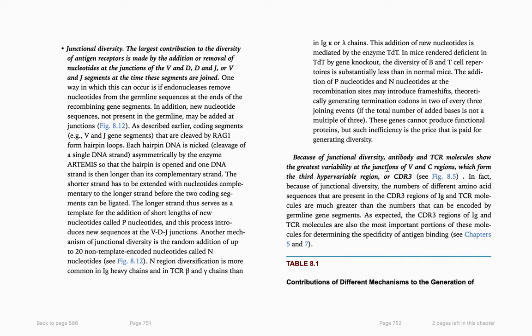Because of junctional diversity, antibody and T cell receptor molecules show the greatest variability at the junctions of V and C regions, which form the third hypervariable region, or CDR3. In fact, because of junctional diversity, the number of different amino acid sequences present in the CDR3 region of Ig and T cell receptor molecules is much greater than the number that can be encoded by germline gene segments. As expected, the CDR3 complementarity determining regions of Ig and T cell molecules are also the most important portion of these molecules for determining the specificity of antigen binding.